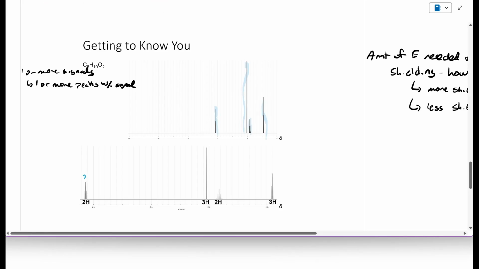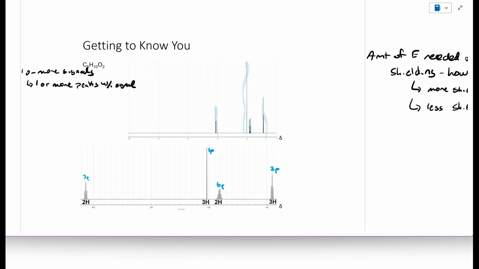This signal has 3 peaks within the signal. This signal has 1 peak within the signal. This one, 1, 2, 3, 4, 5, has 6 peaks within the signal. And this one has 3 peaks within the signal. So that's the first thing to say. Every NMR is split up into 1 or more signals. Each signal will have 1 or more peaks within the signal. What does that mean? We'll talk about that here in a second, but that's just the first thing to say.